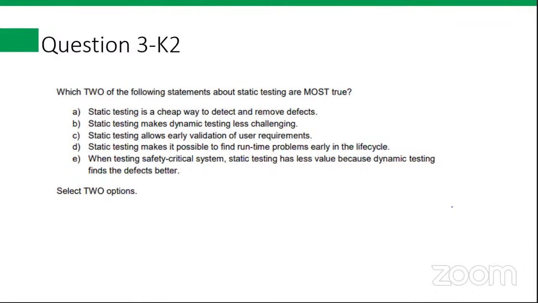So you have four options here. Static testing is a cheap way to detect and remove defects. Static testing makes dynamic testing less challenging. Static testing allows early validation of user requirements. Static testing makes it possible to find runtime problems early in the life cycle. When testing safety critical systems, static testing has less value because dynamic testing finds the defects better.